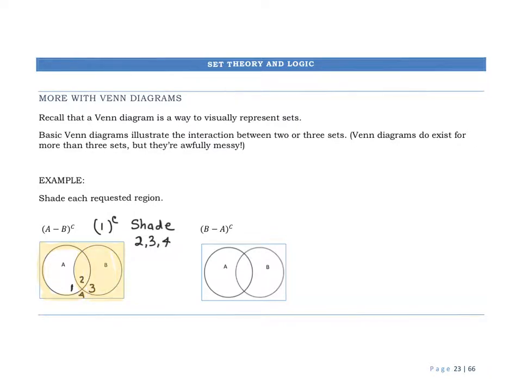Okay, so with the next one, it's a similar concept. We're looking for the complement of the difference of B and A. Again, let's start by numbering the regions. So remember, the difference of B and A is set B with the removal of anything that had to do with set A. So that would be represented by region 3, but we want the complement of that. So that means we'll be shading regions 1, 2, and 4.